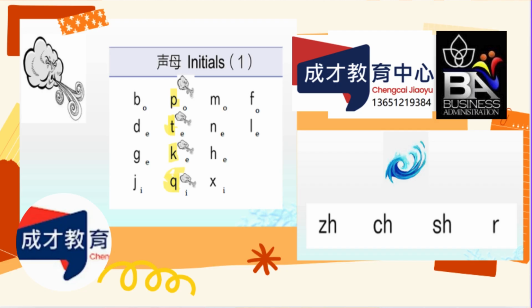Okay, I give you example. For B. Po. A. Pa. Baba. Father. For P. Po. A. Pa. Afraid. For G. G. Elder brother. For K. K. Thirsty. For J. Chicken. G, it means chicken. And then Q.